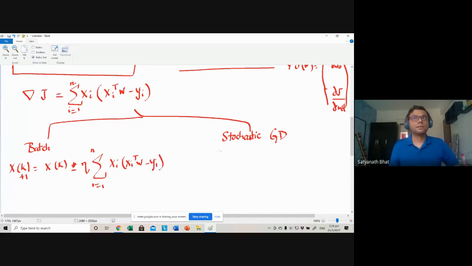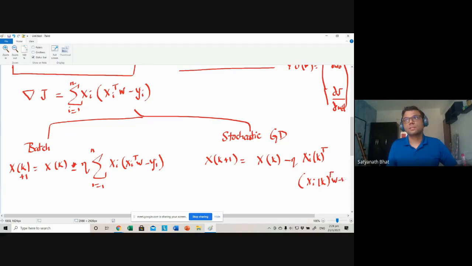And in the stochastic version, you just pick one sample, any sample that you like. What you typically do is go over all the samples that you have, one by one, and make the update using xik times (xik transpose w minus yik). I'm just taking one of the samples. These are the things that we have already seen. I hope there is no confusion as far as this is concerned.